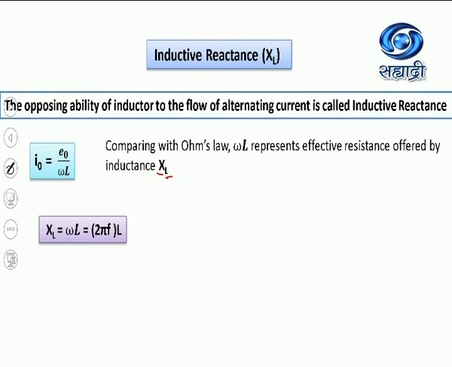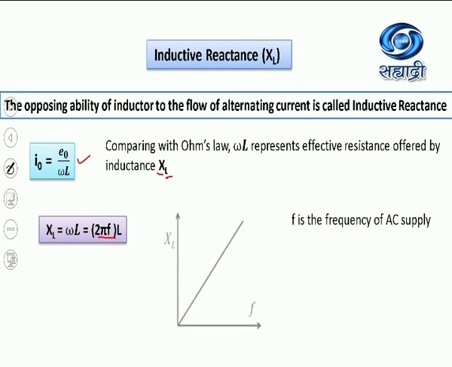Now, from this expression, we can say omega L is E naught upon I naught. E naught is the peak value of the voltage, I naught is the peak value of the current. Voltage upon current is resistance, but here we use the word reactance. So inductive reactance will be E naught upon I naught. Now that is equal to omega L, and omega is equal to 2 pi f, where f is the frequency of alternating current. So XL is equal to 2 pi f into L.